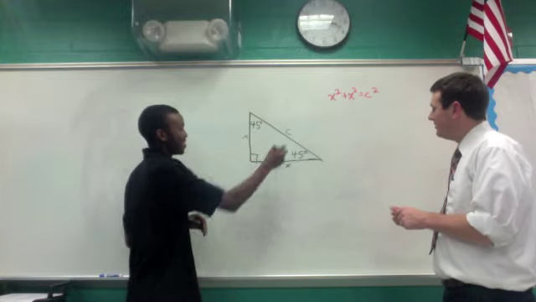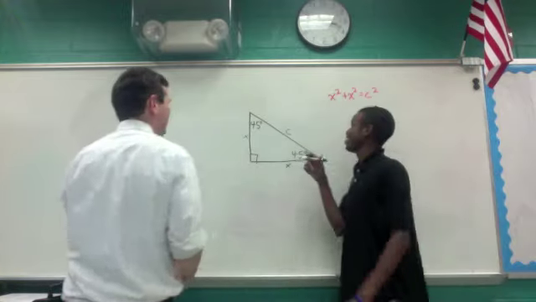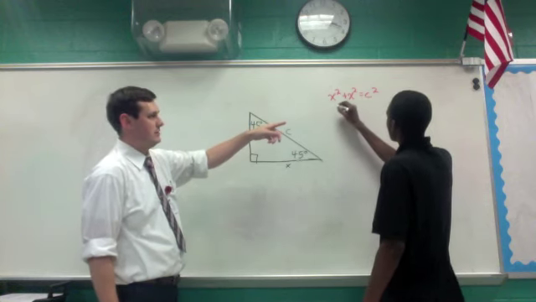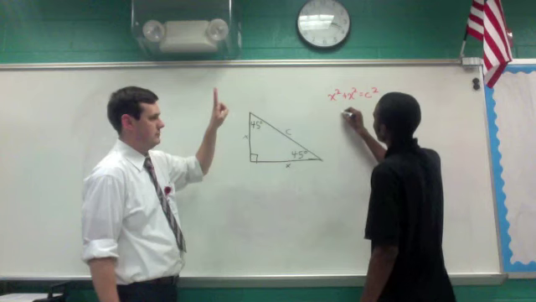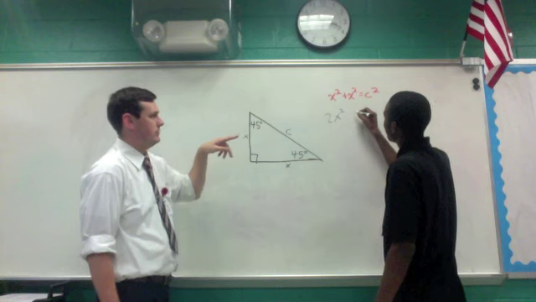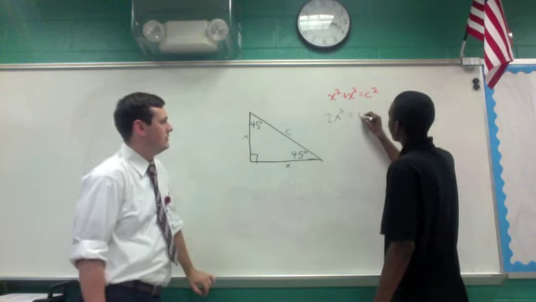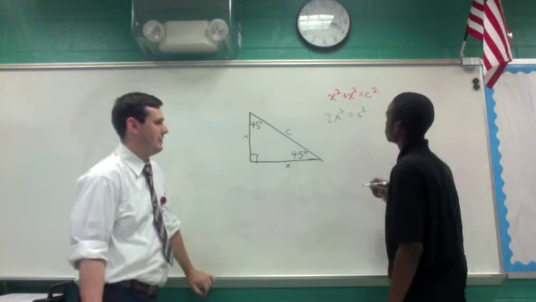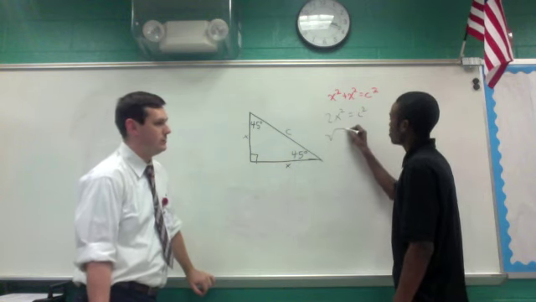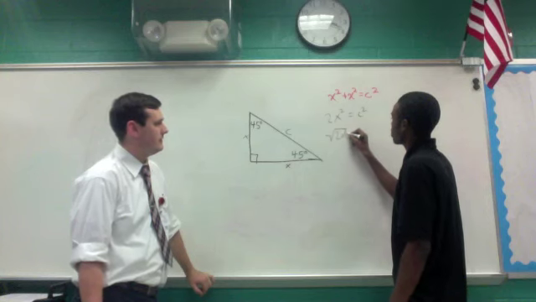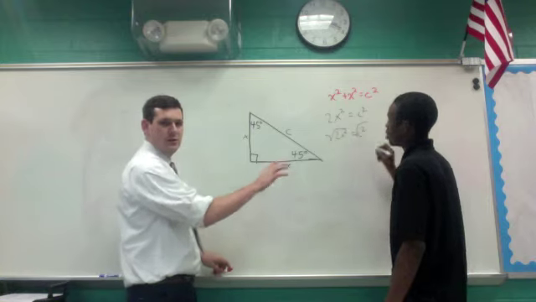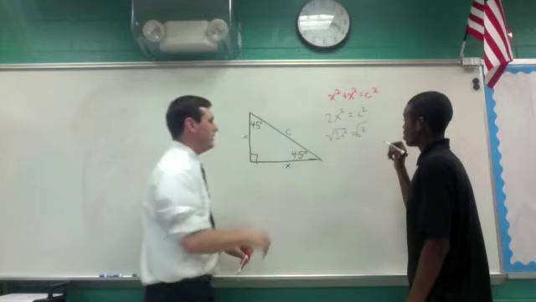You can come over here and solve under there. What's X squared plus X squared going to give us? 2X squared. 2X squared equals C squared, which is what we want to find. We want to find C, right? So we use the square root. The square root of 2X squared equals C. Back up a little bit. There you go. Now you got it.